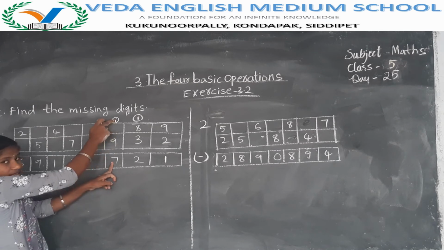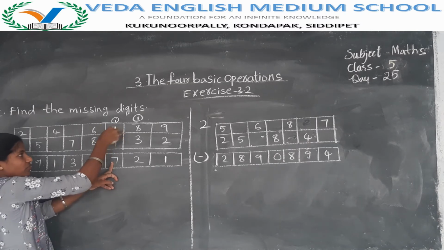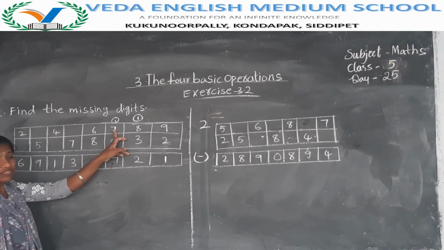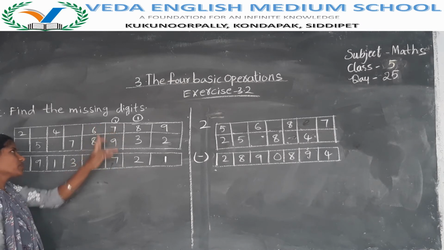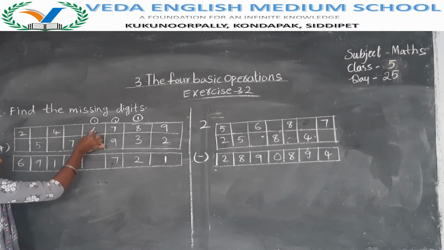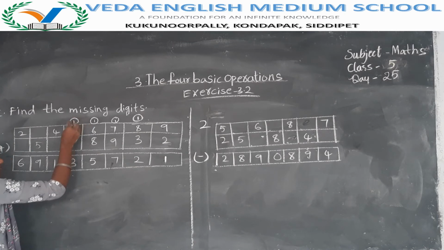9 plus 1, 10. To get the answer 7, what should we write in the box? 7. If you write 7, 9 plus 1, 10. 10 plus 7, 17. If you got 17, 7 you have to write here, 1 becomes carried to the next number. Now 6 plus 8, 14. 14 plus 1, 15. 5 you have to write here, 1 becomes carried.